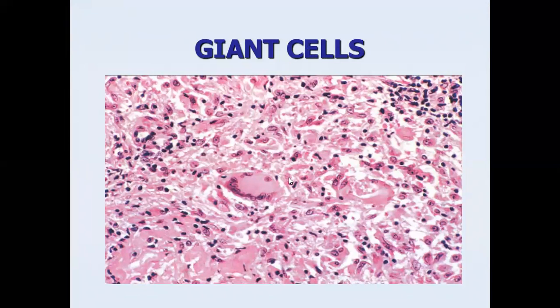Giant cells. There are three kinds of giant cells which we see in granulomas. The Langhans type of giant cells, in which the nuclei are arranged in a horseshoe shape. If they are arranged haphazardly, it is called a foreign body giant cell. And then there is the two-tone giant cell, which I have already shown and described in my lecture on xanthomas.